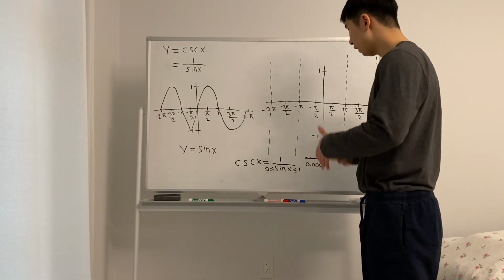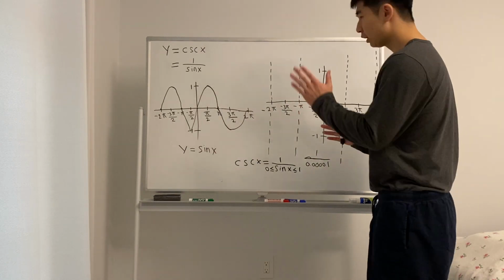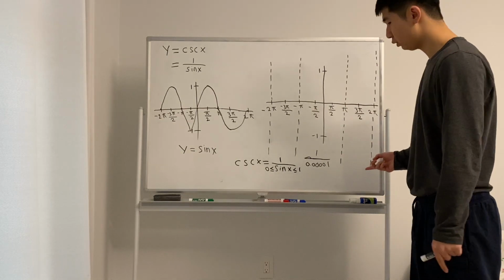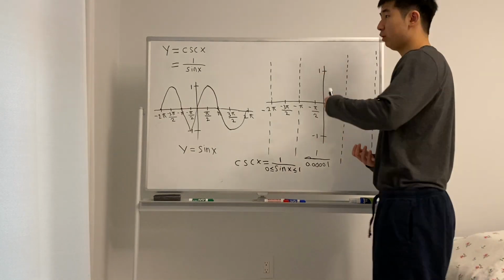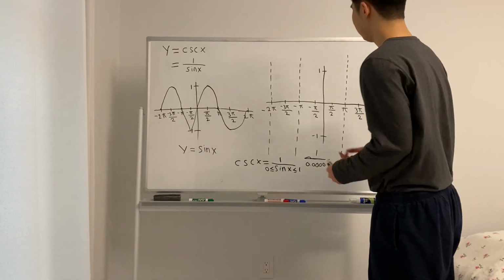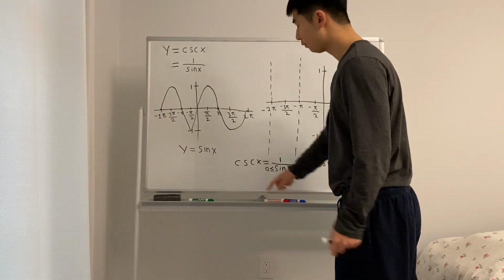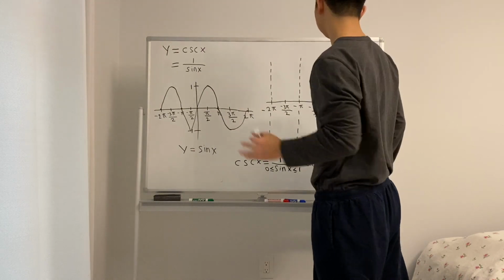So if you're going to get a really big number, that means it's going to go to infinity, right? Because you can just keep adding these zeros on forever. You can add more zeros and a 1, and the number is just going to keep getting bigger. So as you get closer to 0 for a cosecant graph, the graph's just going to go to infinity. It's just going to keep going higher.